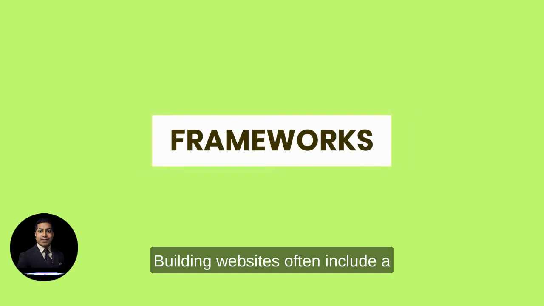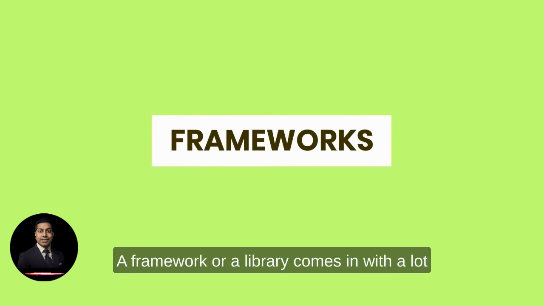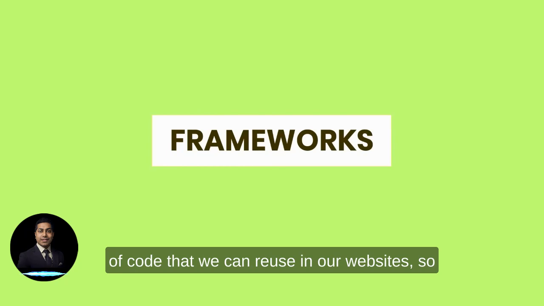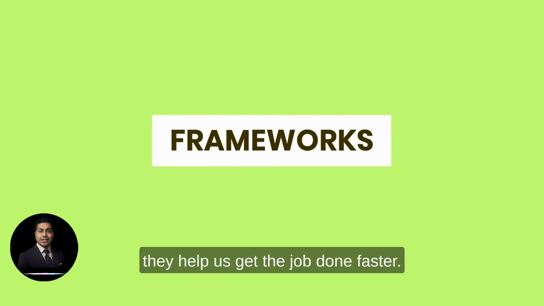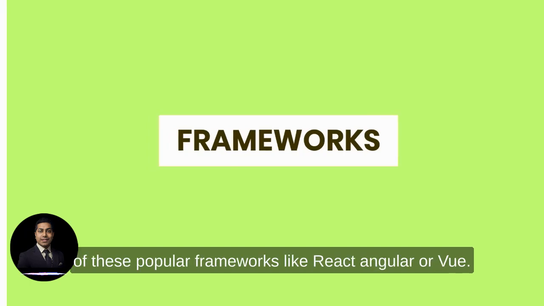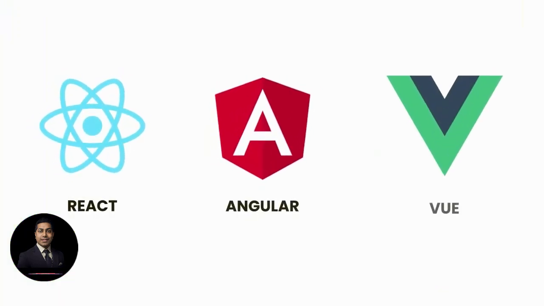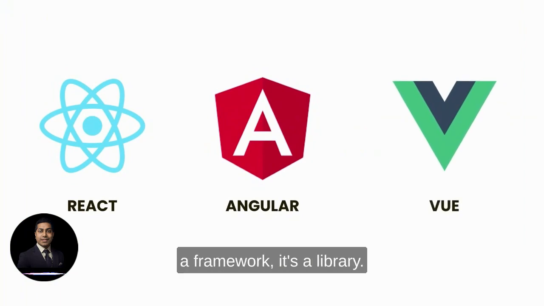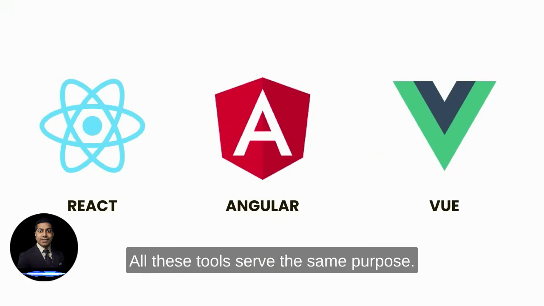Building websites often includes a bunch of repetitive tasks. This is where front-end frameworks and libraries come in. A framework or a library comes with a lot of code that we can reuse in our websites. So they help us get the job done faster. That's why a lot of companies these days use one of these popular frameworks like React, Angular, or Vue. Now, technically, React is not a framework, it's a library, but it's a subtle distinction. All these tools serve the same purpose. They help us build applications faster.